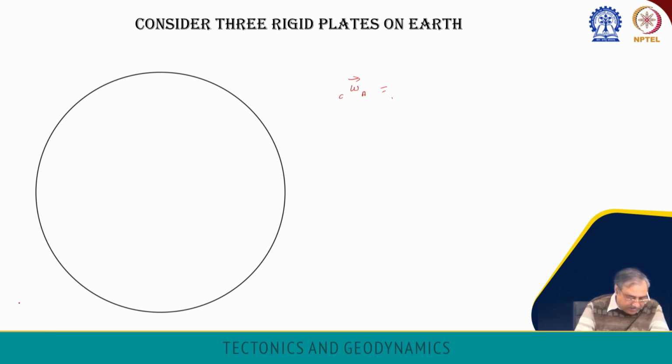Let me write it a little better. Okay, so we need to know what this is. Now, what are we given? What kind of information are we given? So we have three plates, let's say A, B and C, and this is what we are not given.